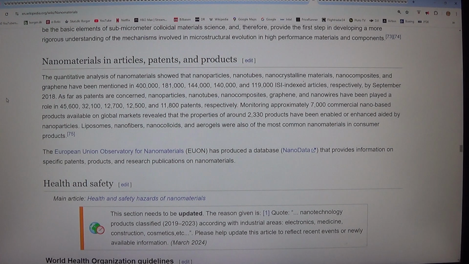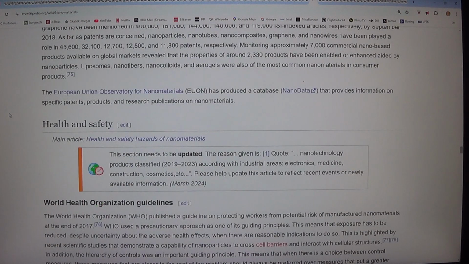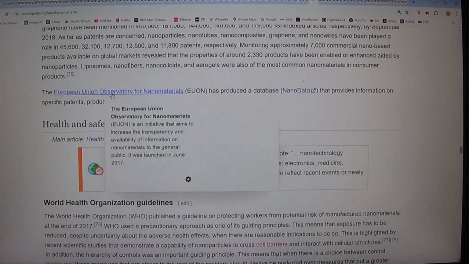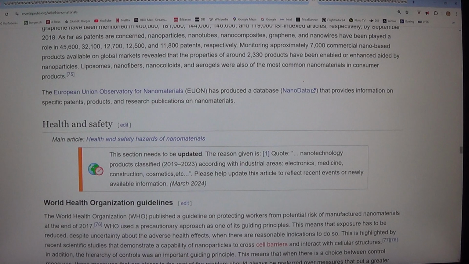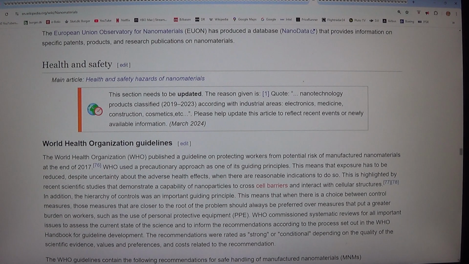Monitoring approximately 7,000 commercial nano-based products available on global markets revealed that the properties of around 2,330 products have been enabled or enhanced aided by nanoparticles. Liposomes, nanofibers, nanocolloids, and aerogels were also among the most common nanomaterials in consumer products. The European Union Observatory for Nanomaterials, EUON, has produced a database, Nanodata, that provides information on specific patents, products, and research publications on nanomaterials.